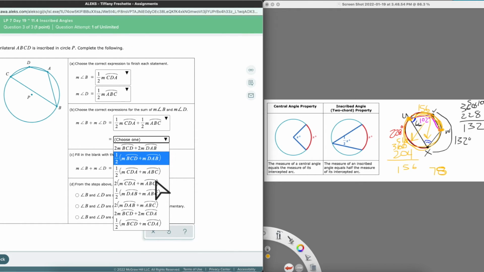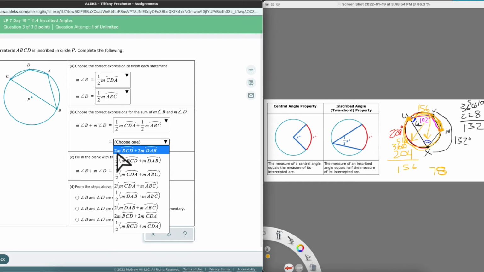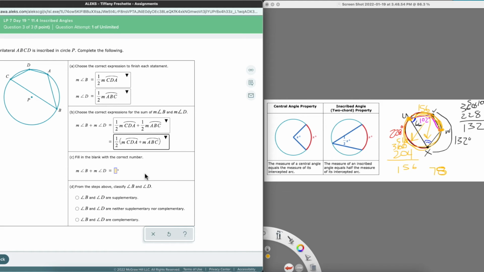Oh, okay, so I see what they're doing. They also want us to grab the one where we're undistributing the half. So they're taking the half and putting it on the outside. They're dividing it away from both, but we should still have CDA and ABC. So it's the same thing. We're just undistributing, dividing the 1/2 back away instead of multiplying it in. And they put the parentheses around.